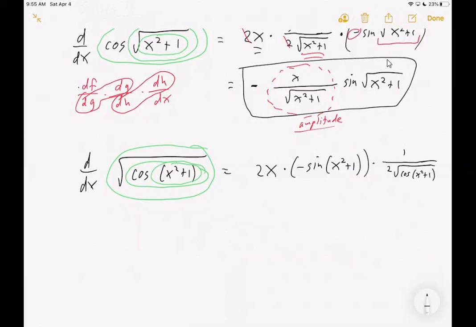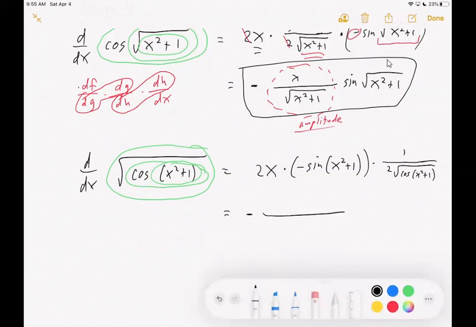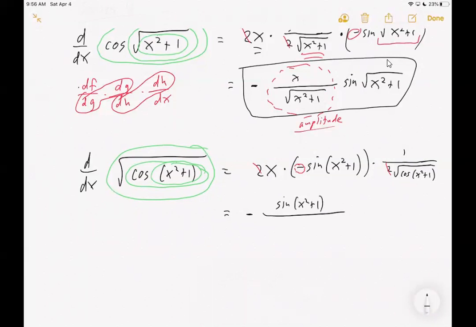This will simplify. There's a negative overall. The 2's will cancel again. So you can see those 2's will cancel. This negative will come out in front. And then when you look at this, this time I probably will write it with the sine of x squared plus 1 over the square root of the cosine of x squared plus 1. So that's the best way to write that answer. Hopefully you were able to come up with that on your own.